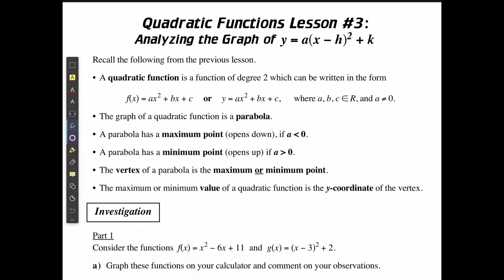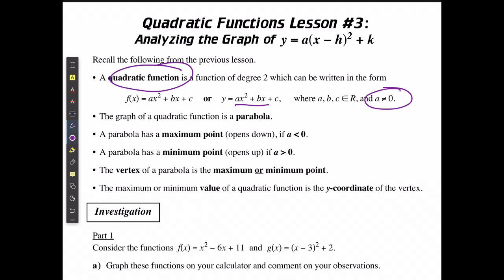Okay, so taking a look at lesson 3. In the last lesson, we continued to talk about quadratic functions, where we looked at it in general form, where f of x or y is equal to ax squared plus bx plus c, where a, b, and c can be any real number as long as a is not equal to 0, otherwise it won't be quadratic anymore. The graph is going to be in the shape of a parabola, so a symmetrical arch opening up or down.